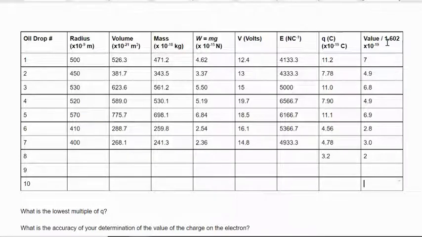Now, on your worksheet, you'll have an extra column over here, which I've now put in. And what you're going to do is take this value here, which is the Q by 10 to the minus 19, and divide it by what we now know as the fundamental charge, which is 1.602 by 10 to the minus 19. A quick way of doing this would be just simply to take this number here and divide it by 1.602. My first one that I had prepared beforehand as an example was 11.2, and that gives me 7.0 near exact. The one that I did in front of you gave me 4.9, and here are all the values.